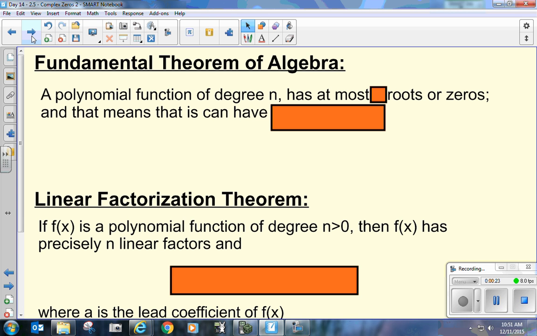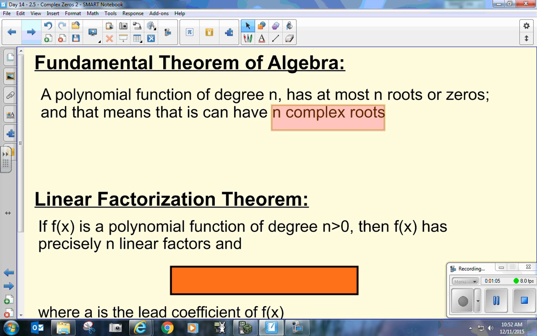Here we go. The fundamental theorem of algebra states that a polynomial function with degree n, meaning that n is the exponent on the lead term, the biggest term. How many roots or zeros could that have at most? If n was 3, it would be 3. Whatever n is. If it's a quadratic, meaning x squared is the biggest, the most zeros or roots it can have is 2. If you have a polynomial of degree 5, 5 is the most roots it can have. So we know this already.